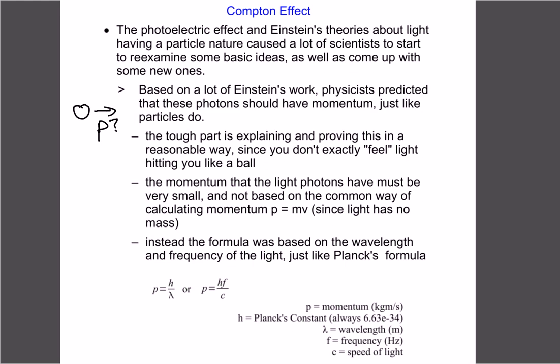If it's a bundle of light, a photon, it should have some momentum. The tough part is proving it, because we don't feel the momentum of light. It's so small, we're not going to be able to feel it like you would getting hit by a ball. Because light and energy has no mass, we can't use our old formula of P equals mv. So what Compton did was modify Planck's formula, and we came up with P equals h over wavelength, or if we were using frequency, P equals h times frequency over c.